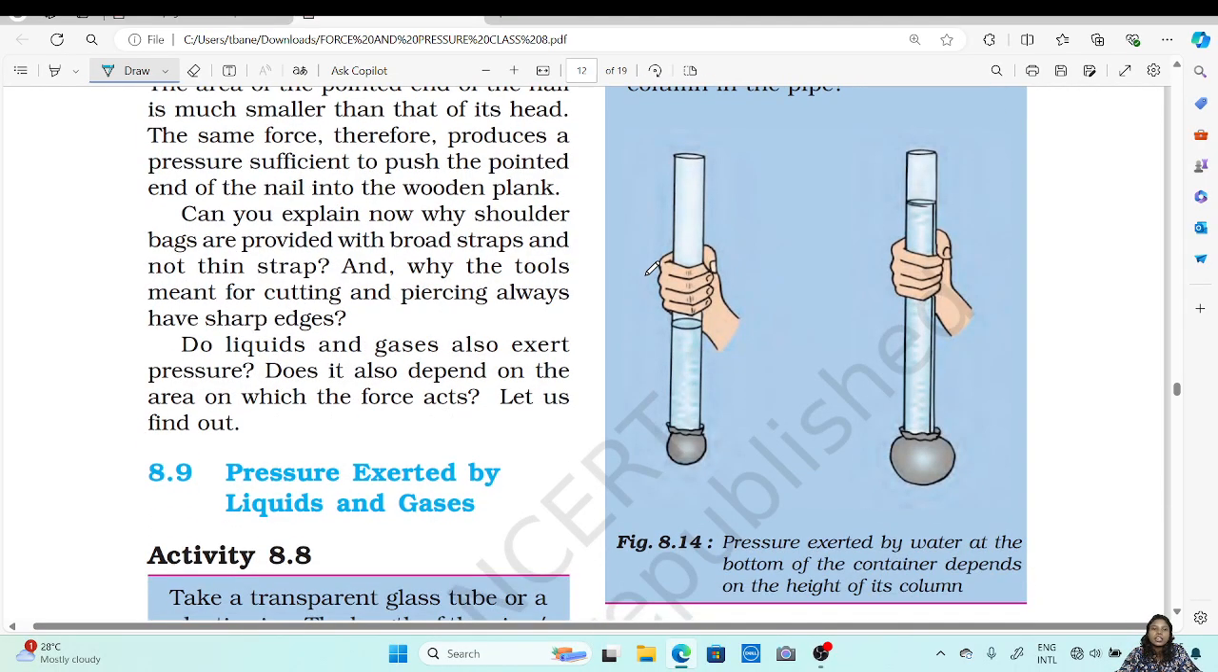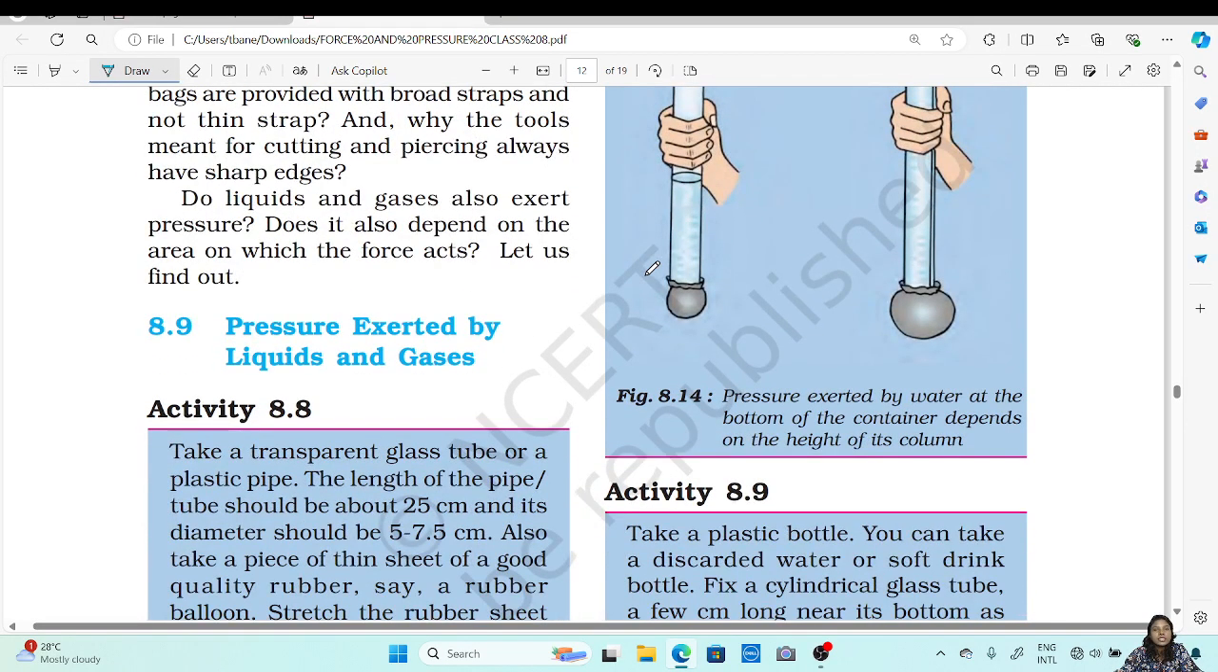Now can you explain why shoulder bags have broader straps and not thin straps? When we see our bags, they don't have very thin straps. Why? Because the pressure would increase. If we have thinner straps, the pressure on our shoulder from the bag will increase. So to reduce that, we have broad straps.